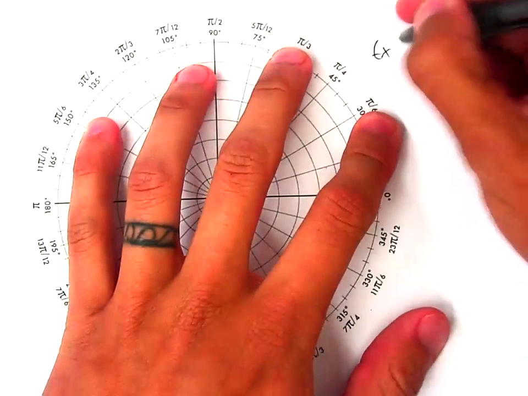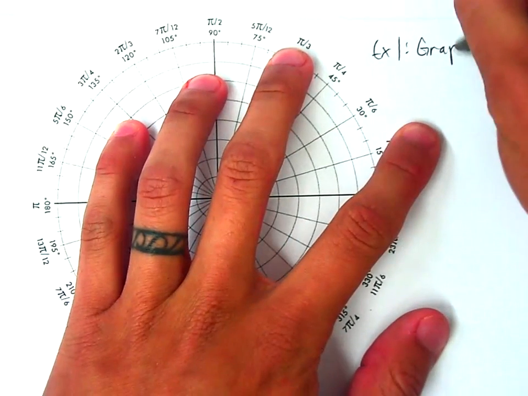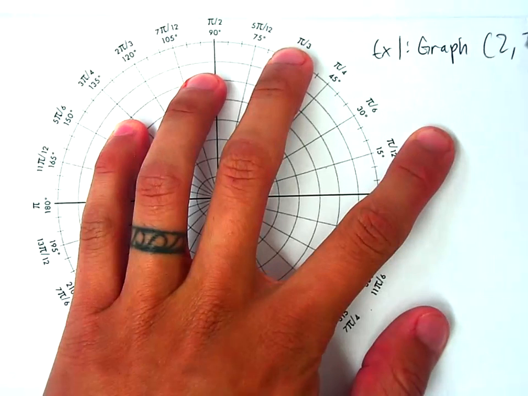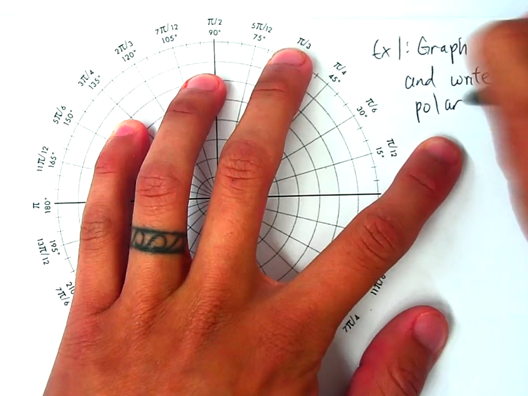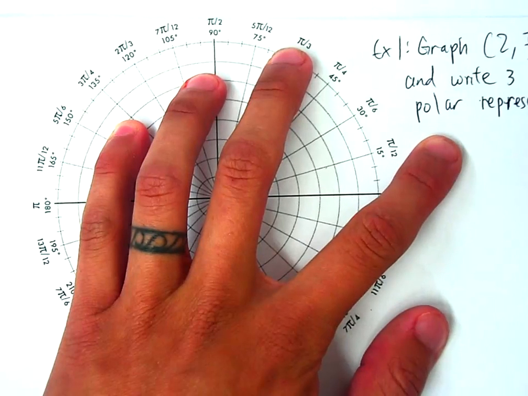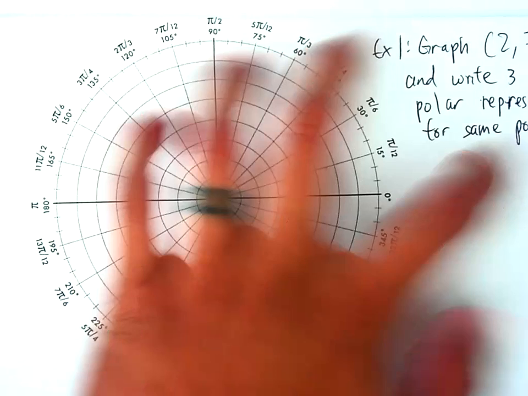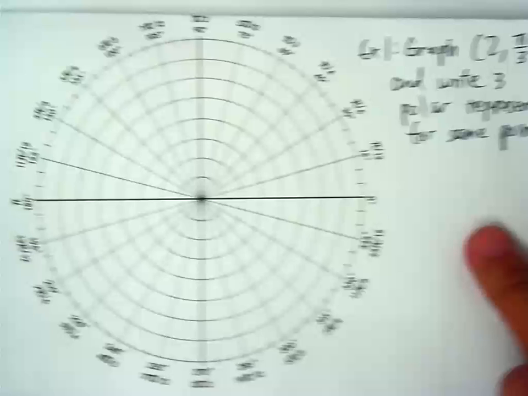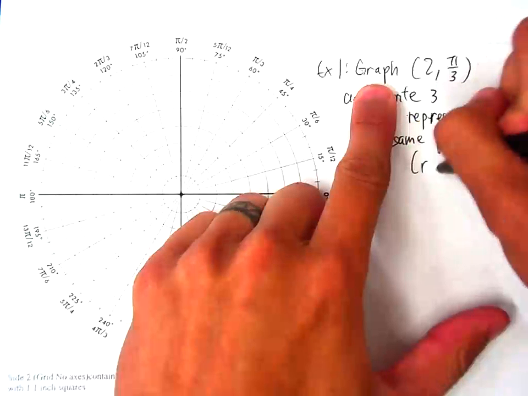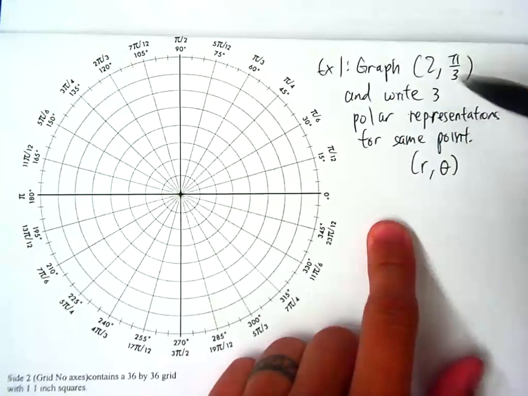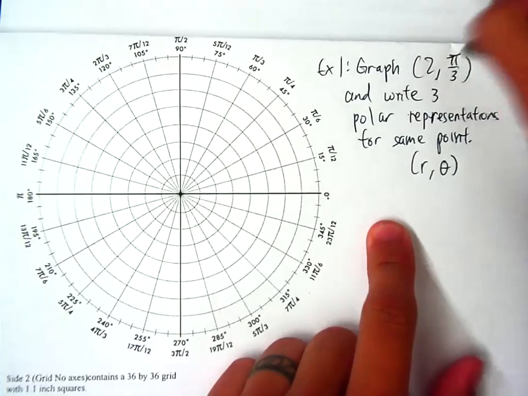So let's do example 1. We're going to graph 2 comma pi over 3 and write 3 polar representations for the same point. What you have to understand now is this is no longer an x and a y. This is an r and a theta. It was r comma theta. So my r is now 2, and my theta, my angle, is pi over 3.